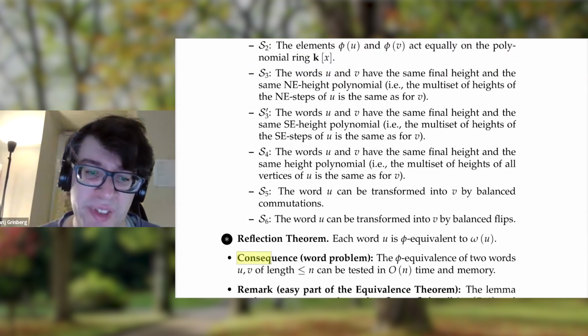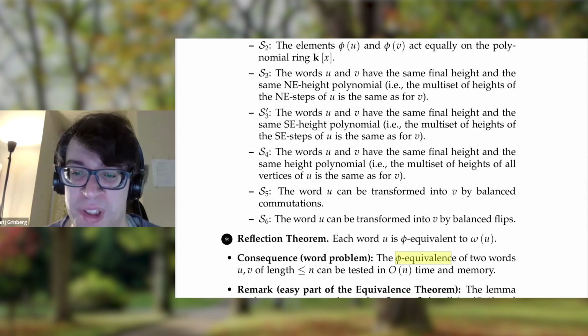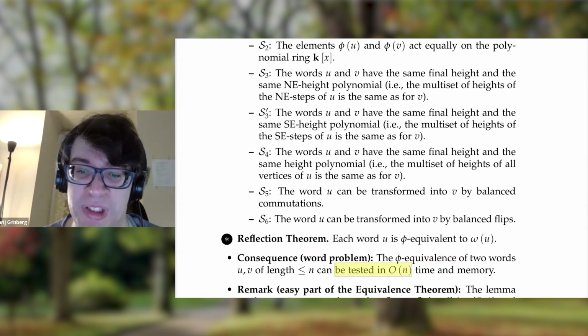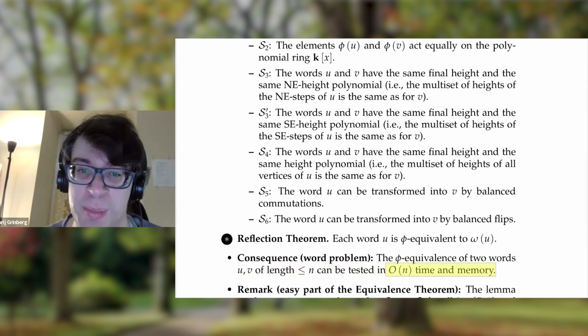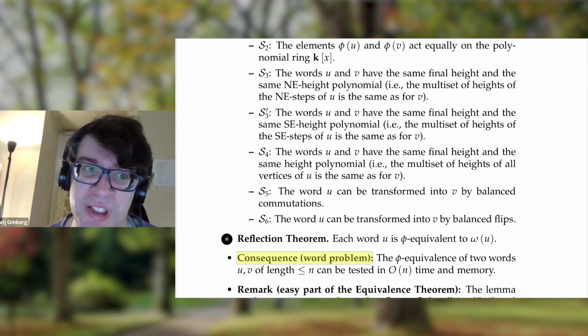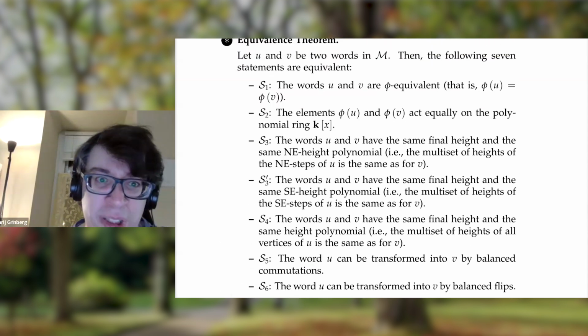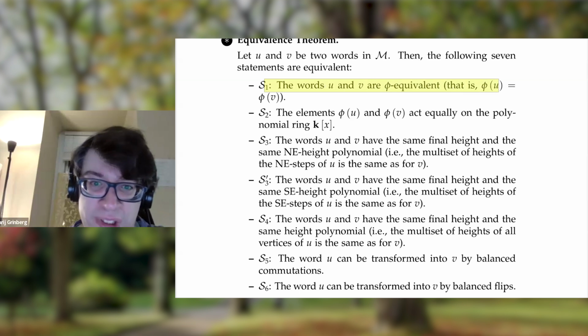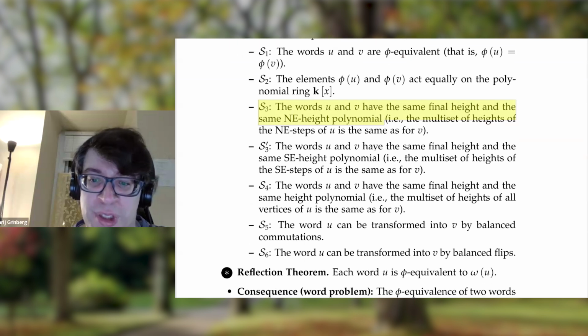In particular, as a consequence of the equivalence theorem, the word problem for this monoid, so the question of when two words are phi equivalent, can be solved in O of n time, so in linear time, basically, and also O of n memory. I mean, okay, this is not an immediate consequence, but it isn't too hard to see how to turn this into an algorithm that checks the phi equivalence. You would be using something like this. You shouldn't be using balanced commutations. You should use height polynomials for this.